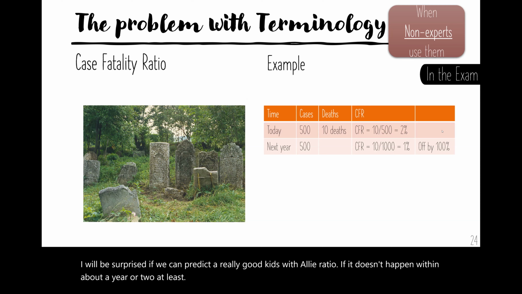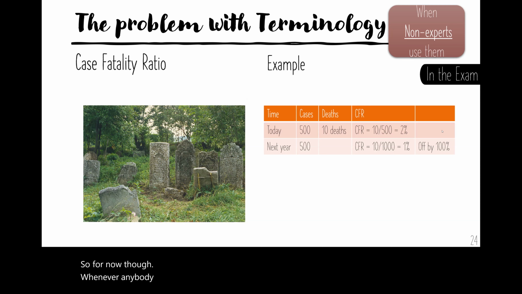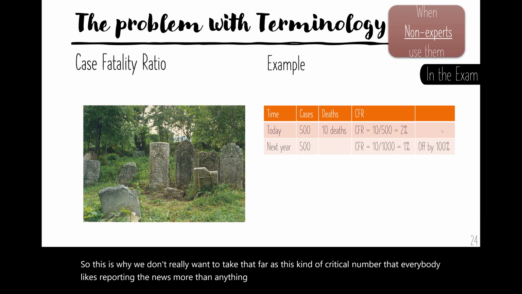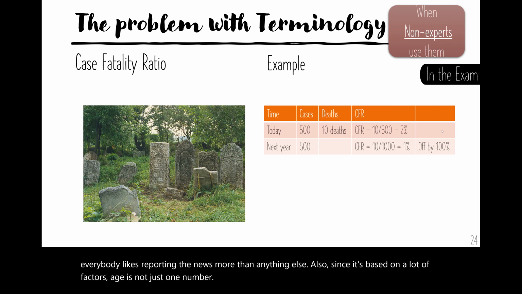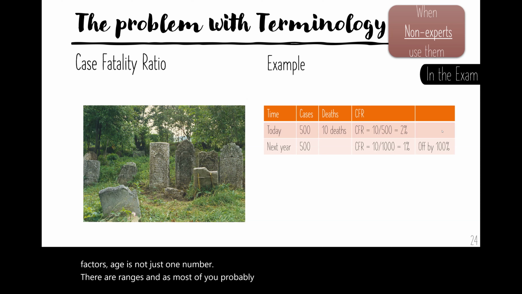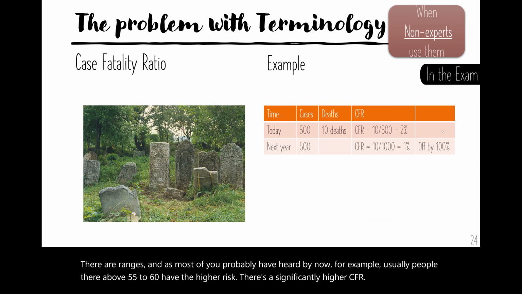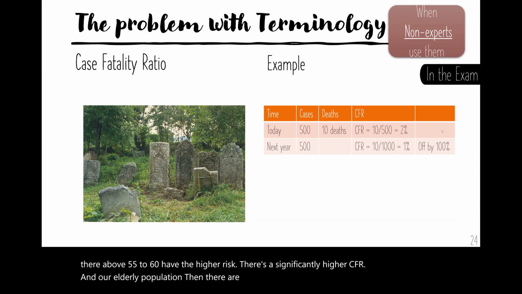So for now, whenever anybody's reporting this information, it is going to cause a little bit more panic. This is why we don't want to take that CFR as this critical number that everybody likes to report in the news. More than anything else, since it's based on a lot of factors like age, it's not just one number. There are ranges. As most of you have probably heard by now, people above 55 to 60 have the higher risk. There's a significantly higher CFR in our elderly population than in the rest of the population.